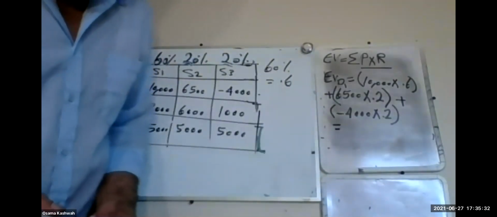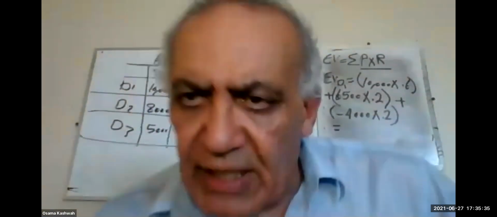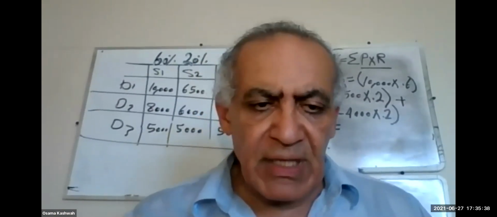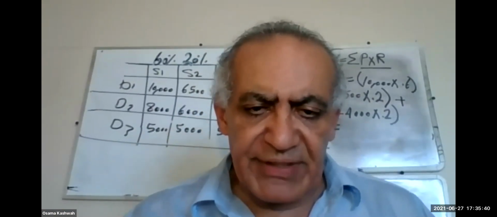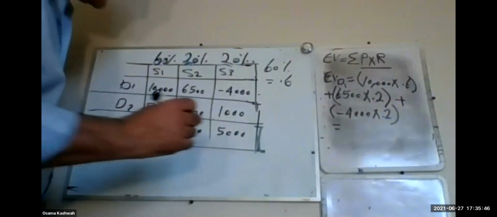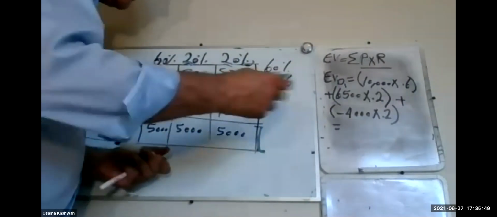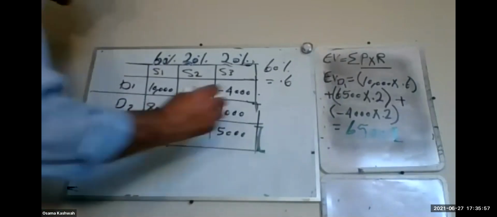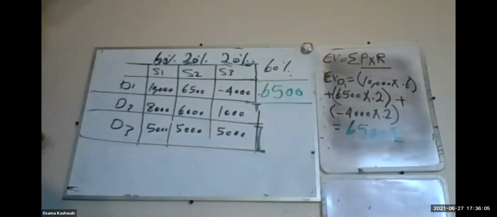Then when it is calculated and done, it will equal $6,500. When we finish the calculation, it will be $6,500. That means the first alternative will be $6,500. I want you to do the second one and the third one.